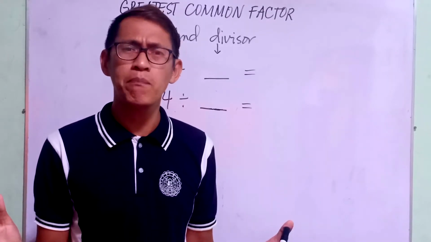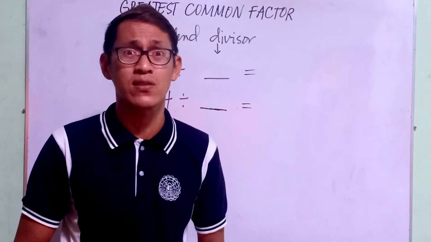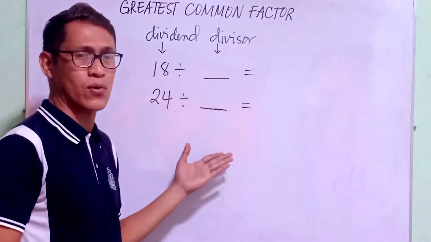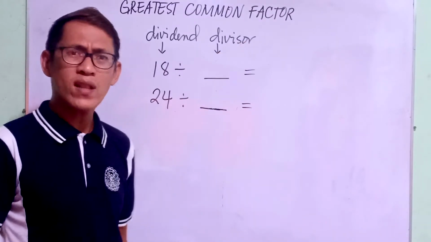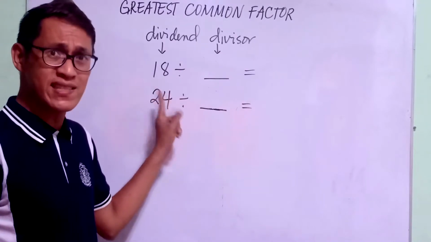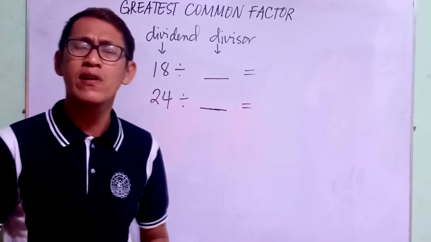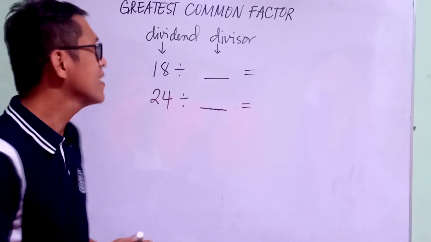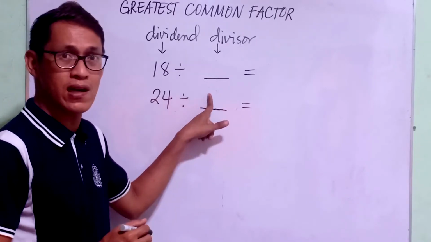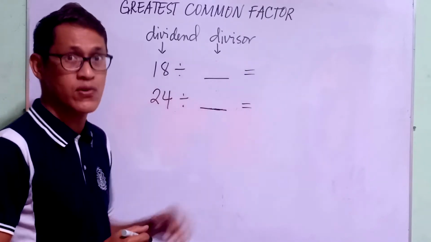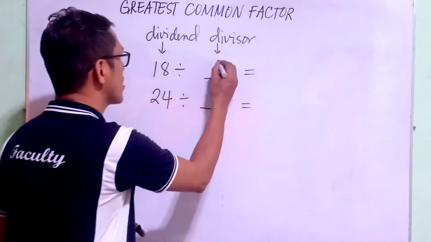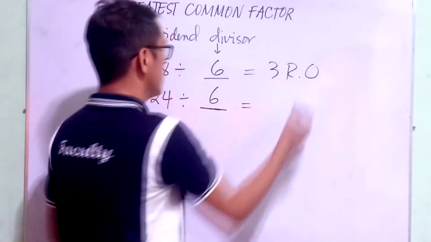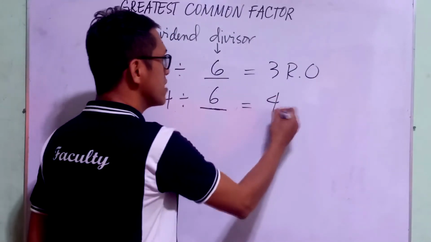Now let me show you a picture of what greatest common factor is all about. Look at here, given the dividends and the missing divisors. Can you tell me what is the biggest divisor that when you divide 18 and 24 will give you a remainder of 0? Yes, you're right. The biggest divisor you can put here that will give you a remainder of 0 is 6. So if you divide this by 6, that's 3 remainder 0. If you divide this by 6, that's 4 remainder 0.